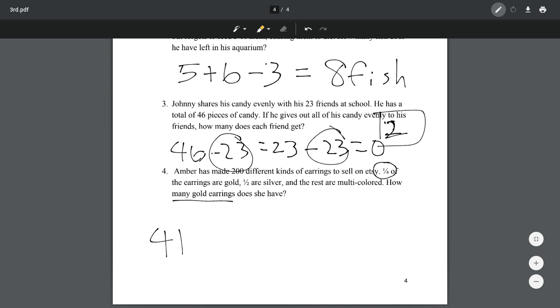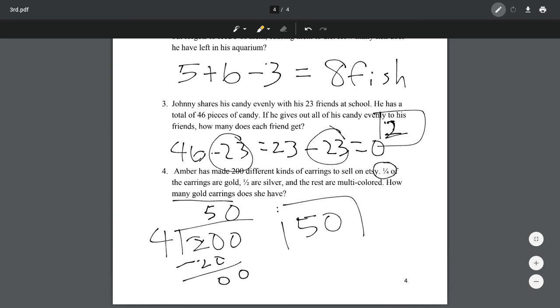You do 200 divided by 4, and then you can't do 2 divided by 4, so we move on to the next number, 20 divided by 4, which is 5. Bring down the 0. 0 divided by 4 is 0. So you have 50 gold earrings.